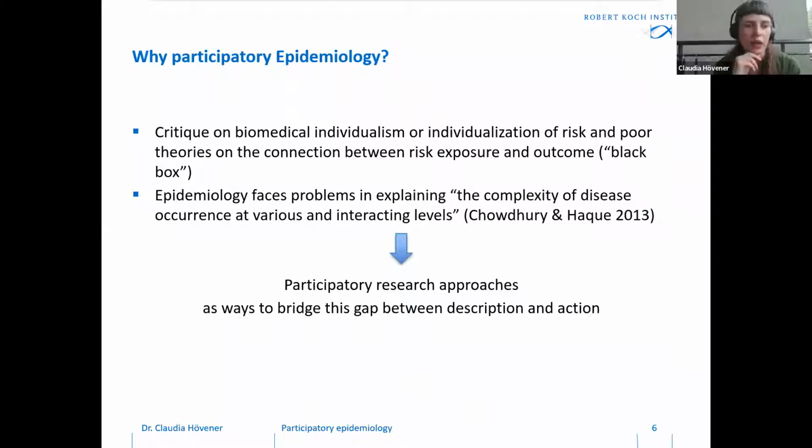So why, I think I already hopefully convinced you why participatory epidemiology is important and can be very helpful to include different populations and to understand their living situation and their background better. But traditionally, this comes from the critique on biomedical individualism or the individualization of risk and poor theories on the connection between exposure and outcome. And it's basically, for instance, when we say people with migration history more or less often access healthcare.